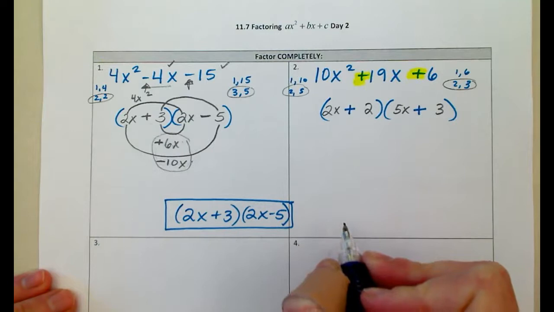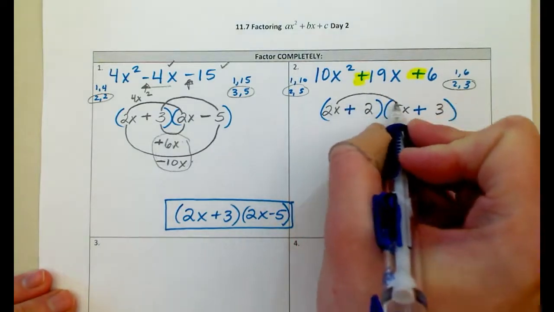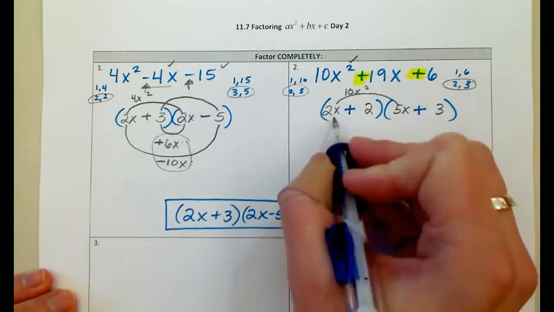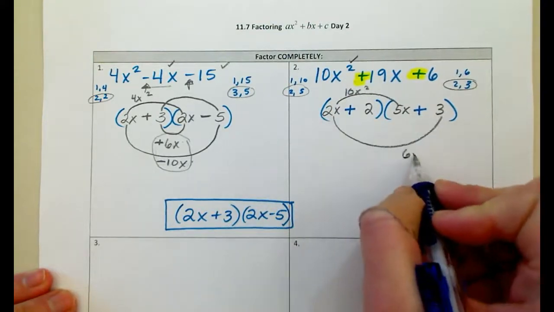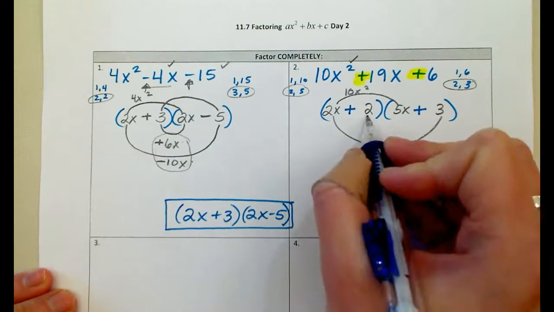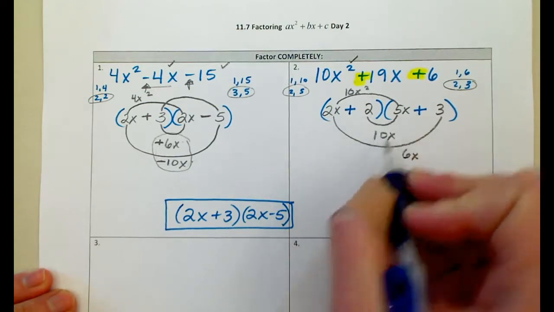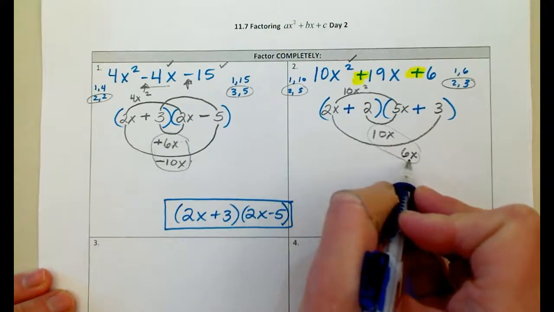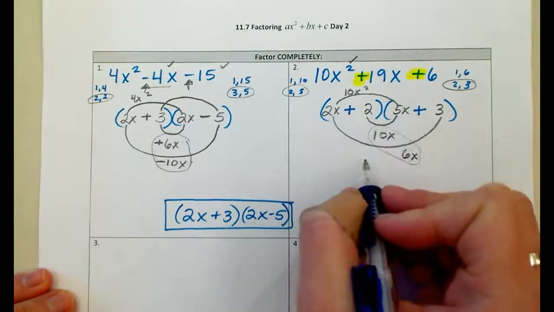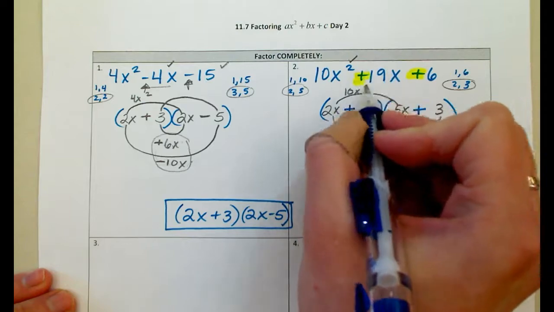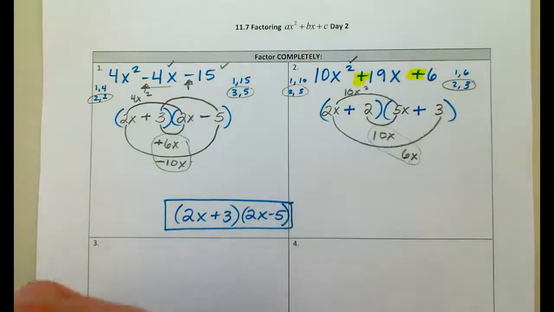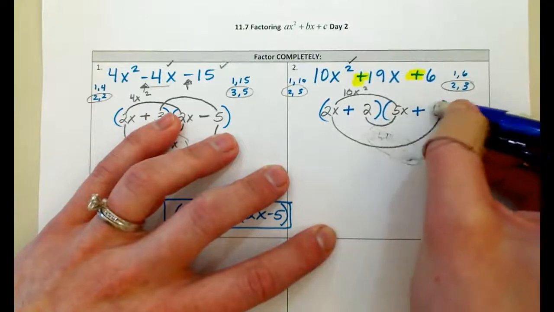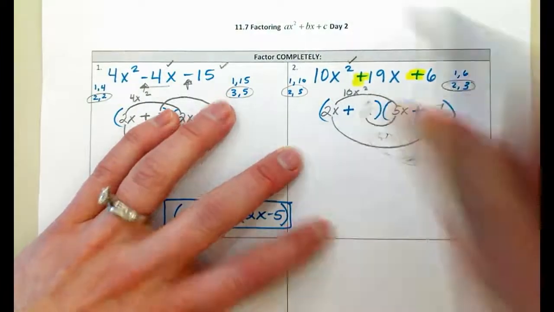Next, I'm going to check my work. 2x times 5x gives me 10x squared. 2x times 3 gives me 6x. 2 times 5x gives me 10x. And if I look at these middle terms here, 10 plus 6, since I know these have to both be positive, they are not adding to 19. So I'm going to erase, and I'm going to guess and check again.